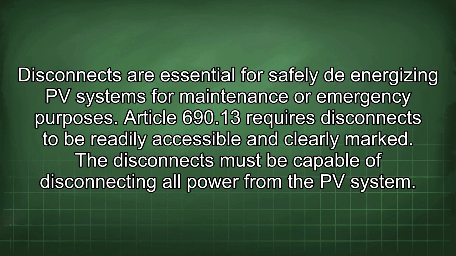Disconnects are essential for safely de-energizing PV systems for maintenance or emergency purposes. Article 690.13 requires disconnects to be readily accessible and clearly marked. The disconnects must be capable of disconnecting all power from the PV system.